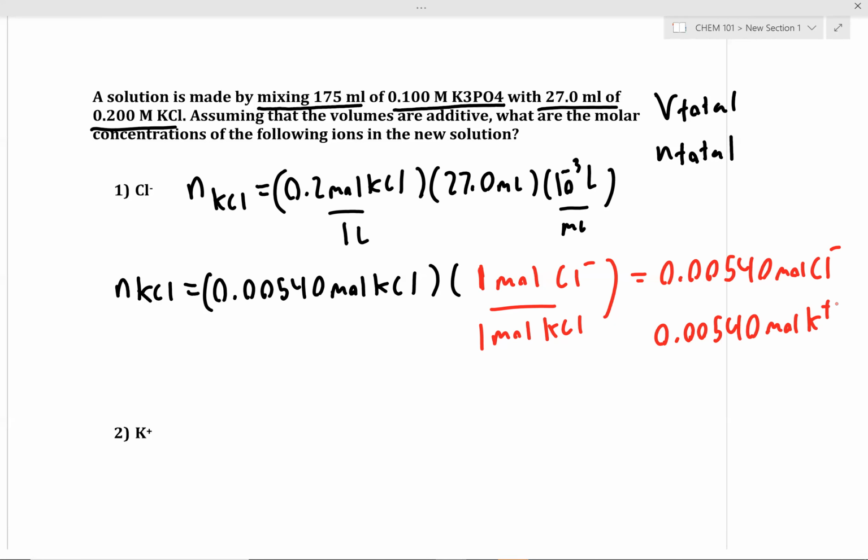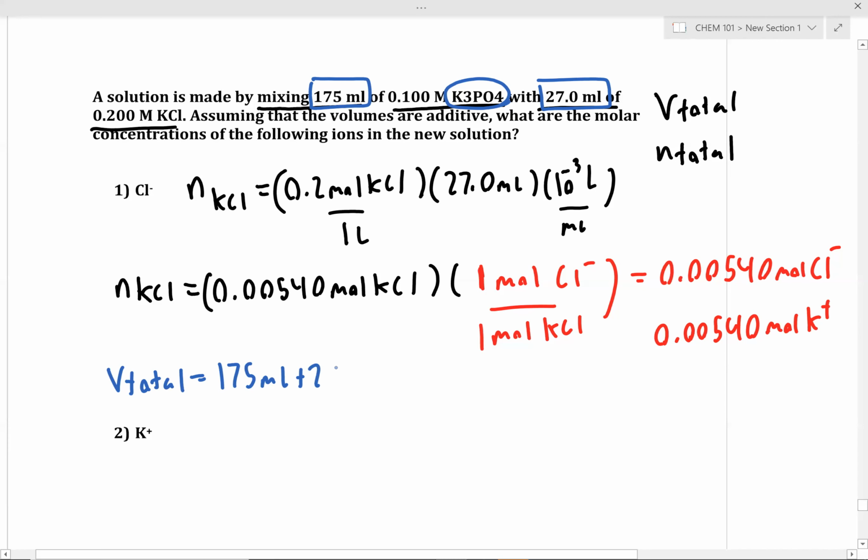Now that I have my amount of each ion, looking at potassium phosphate, do I see any chlorides in potassium phosphate? No. So then, the only thing I need to care about is my total volume. So I'm going to calculate V total now by taking 175 milliliters plus 27 milliliters times 10 to the negative third liter in 1 milliliter. That in turn gives us 0.202 liters.